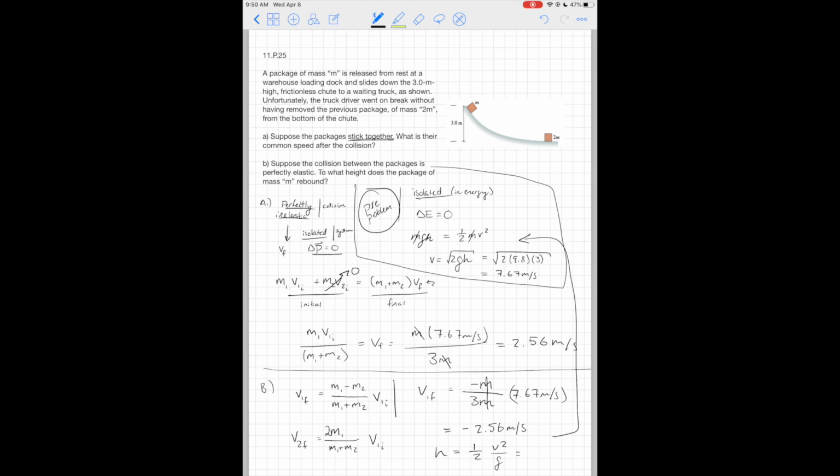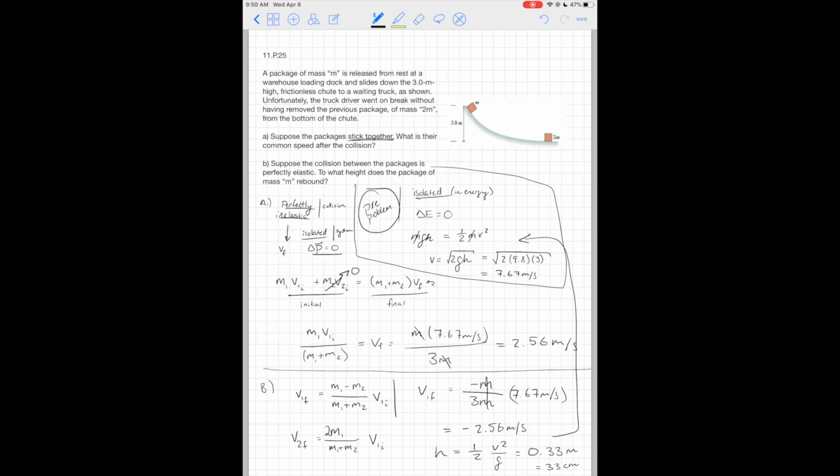I get a total height of, that's not right, is it? No, it isn't. Oh boy, I don't know what I did there. 0.5 times 7.67 times 7. No, man, 2.56 times 2.56. Send help. Divided by 9.8. There we go. I get 0.33 meters, or we can say 33 centimeters.